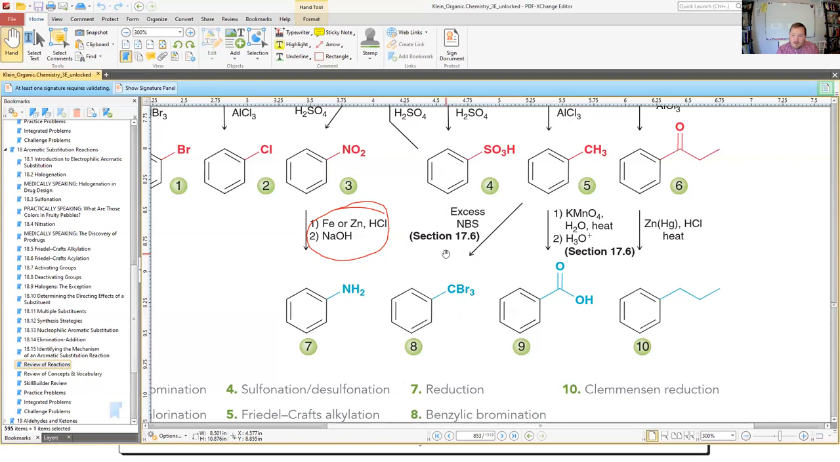So that winds up being a pretty useful reaction in terms of synthesis, because you can add a nitro group to a benzene ring, use it as a meta director, and then convert the nitro group into an amine.